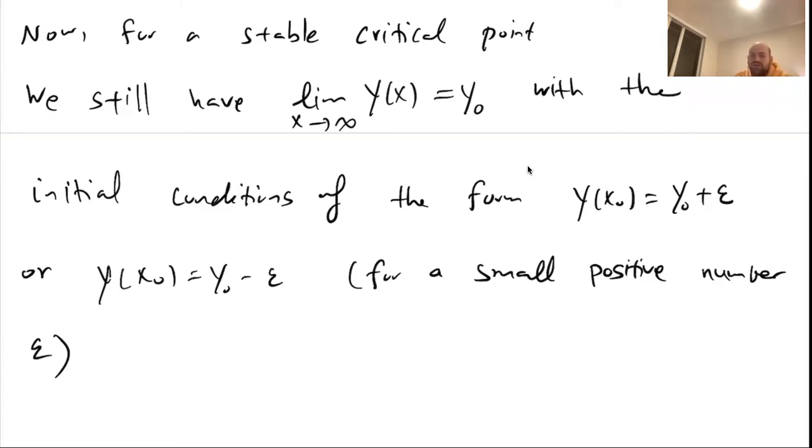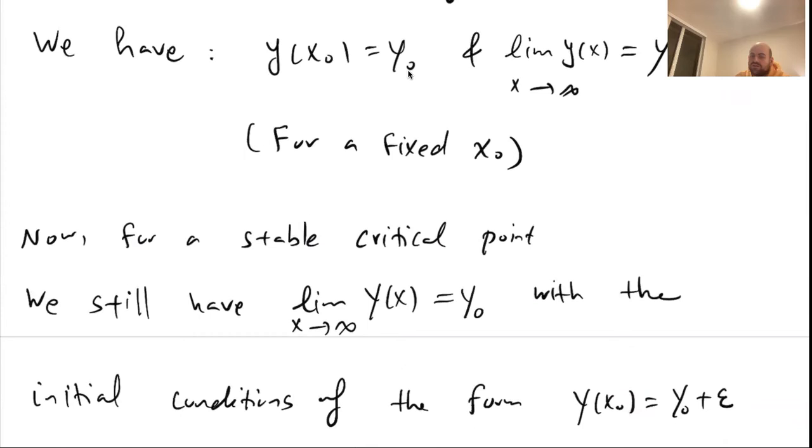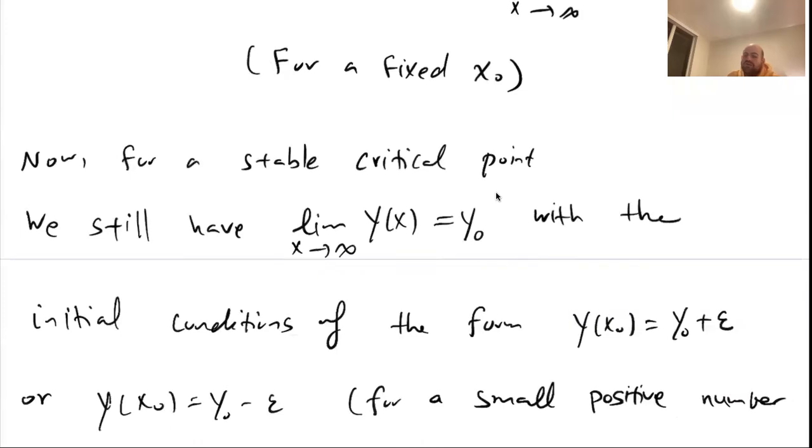See, if the initial condition is y of x0 equals y0, that means I have a constant function y0, the solution is the constant function y0, and of course the limit will be y0, because the function will always be y0. Now, if instead of considering the initial condition y of x0 equals y0, I change the initial condition to y of x0 equals y0 plus 0.01, then the solution will be different.